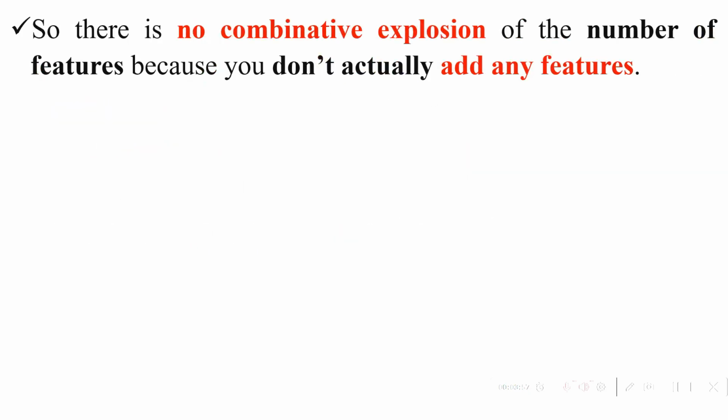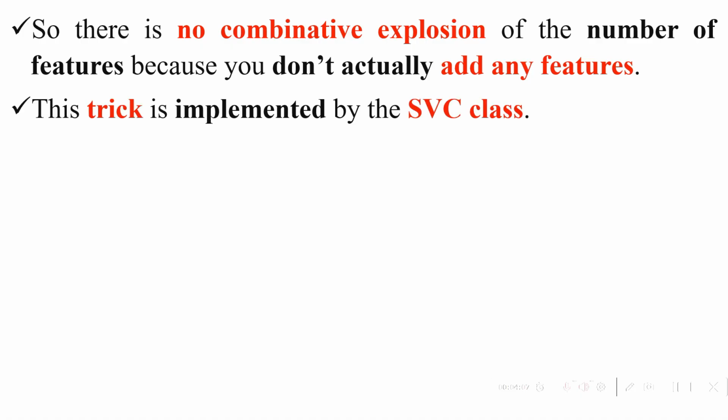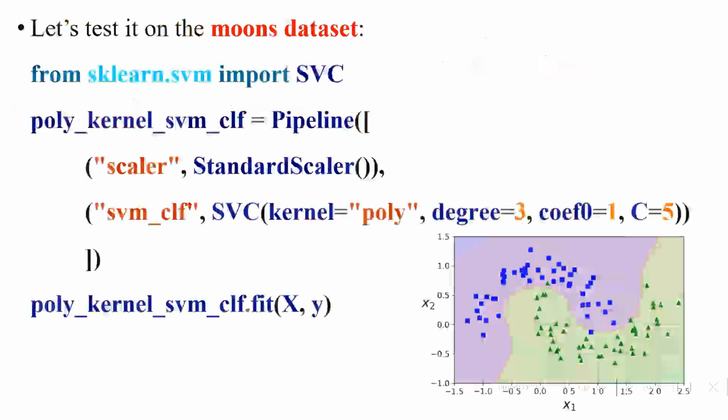So there is no combinatorial explosion of the number of features because you don't actually add any features. This is the advantage of the kernel trick. This trick is implemented by using the support vector class. Now you'll see an example here. The data set contains two classes, two parts of class labels.